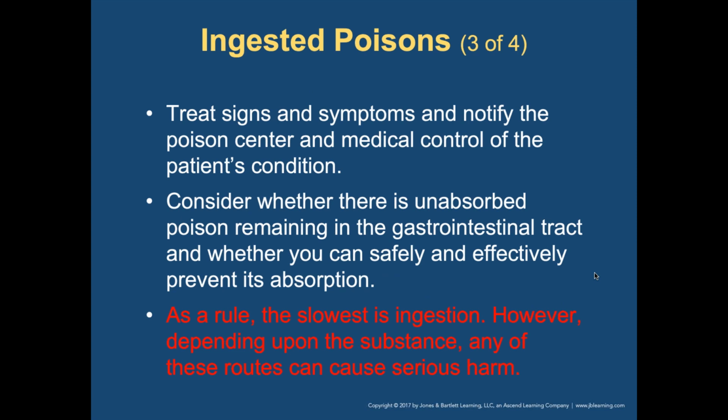Consider whether the unabsorbed poison remains in the gastrointestinal tract and whether you can safely and effectively prevent its absorption. As a rule, the slowest is ingestion. However, depending upon the substance, any of these routes can cause serious harm. Y'all get that, I hope. Just because it's slow for absorption into the body, doesn't mean it can't kill them. Because maybe they waited 4 hours to call you because somebody found them, and now it's only a 30-minute transport time, but their body's starting to shut down because it has affected them too far in that area.